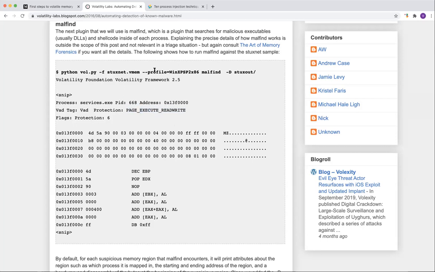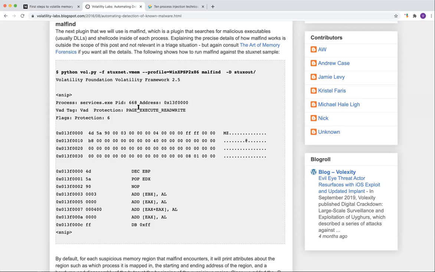Suppose you get 10 processes with 10 pages with page execute, read, write. It's not that if you see 10 pages with page execute, it's malicious. Most of the time, normal processes also make some pages executable. It's not just the malicious processes.